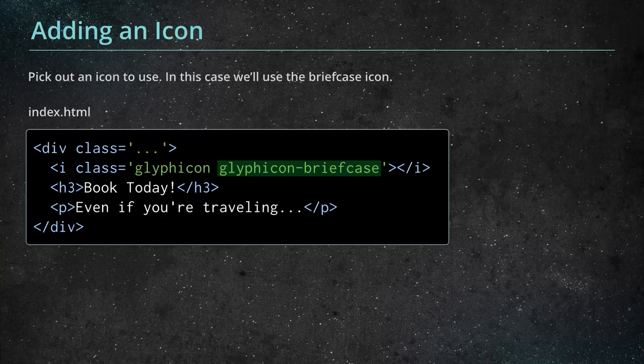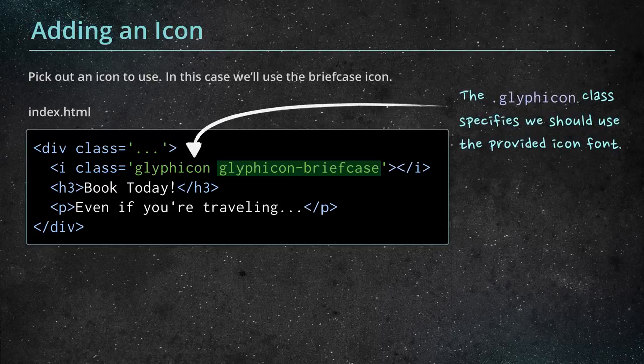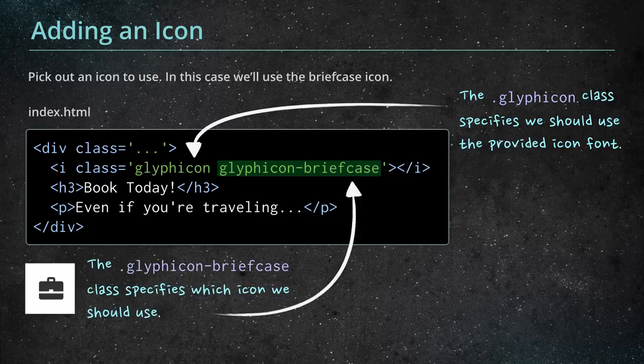This is a pattern you'll see very often in Bootstrap, applying two classes to accomplish a single task. This helps keep the Bootstrap CSS file much smaller. In this case, the Glyphicon class is what's setting the font family we'll use, while the Glyphicon briefcase class is actually specifying which icon we want to use.